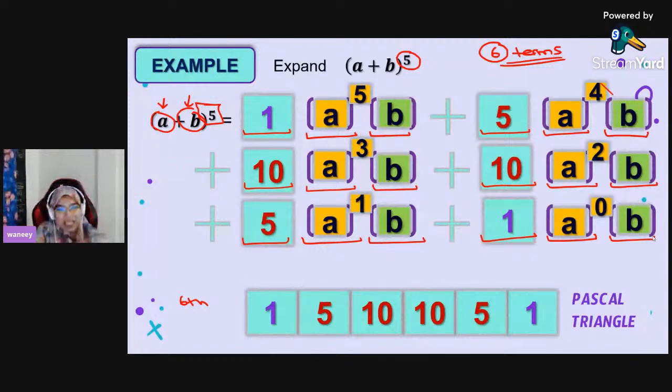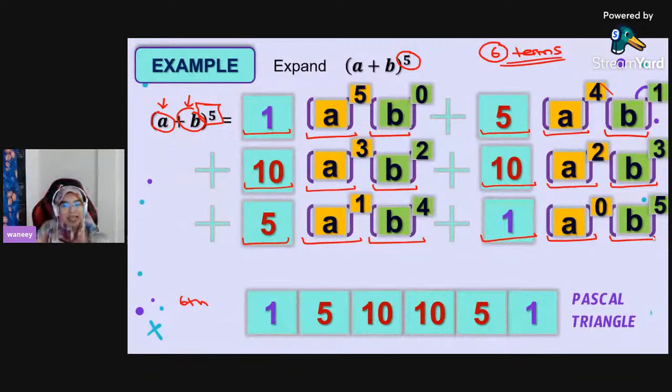For the A, we start with the highest value, right? So for B, it should be the opposite. Kalau untuk A, kita start dengan the highest one. That means for B, we start with the lowest one, which is 0, and then you keep adding 1. So it becomes 0, 1, 2, 3, 4, 5. When you stop, you should be at the highest power, which is 5.